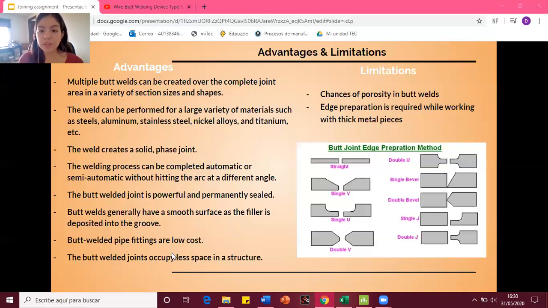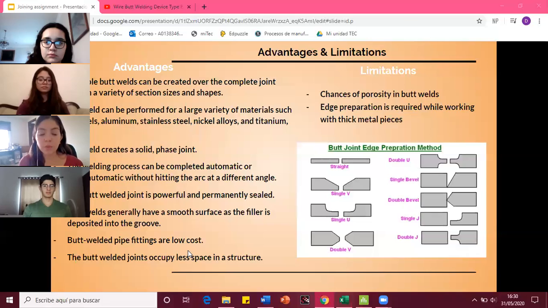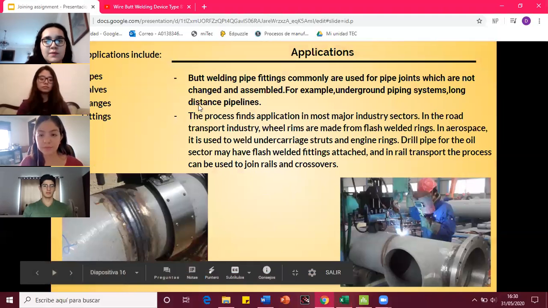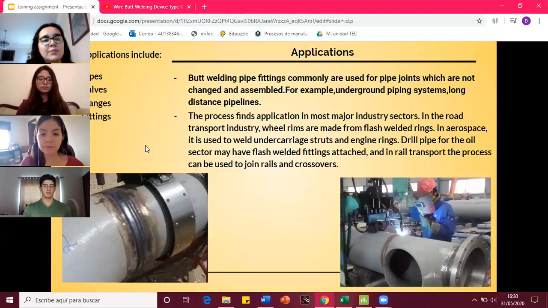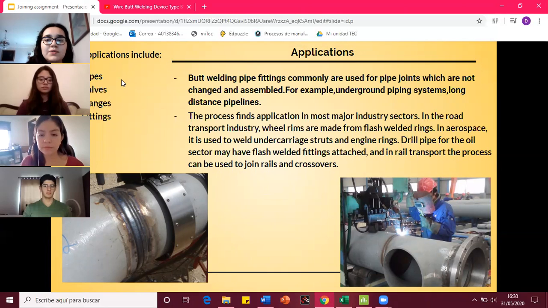And in the limitations, we can see only changes of porosity in some butt welds, and the edge preparation is required while working with a thick metal piece. As we said before, some of the applications include pipes, valves, flanges, and fittings, but they are commonly used for pipe joints, which are not changed and assembled, for example, in underground piping systems, long-distance pipelines, and others.